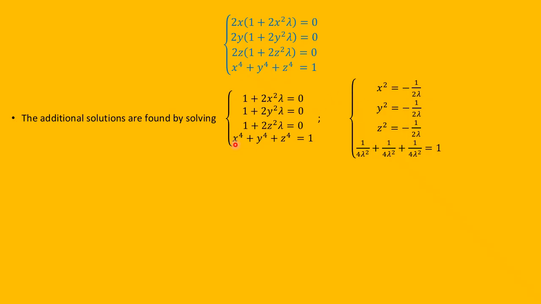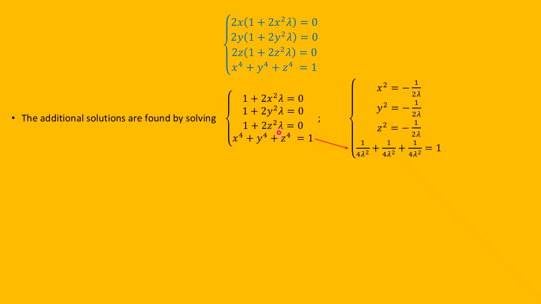And this last equation, what can we do with this? Well, we know that x squared is minus 1 over 2 lambda. And so x to the fourth is x squared squared. And so minus 1 over 2 lambda quantity squared is 1 over 4 lambda squared. Similarly, y to the fourth gives us another term. z to the fourth gives us another identical term. And those have to add up to 1.